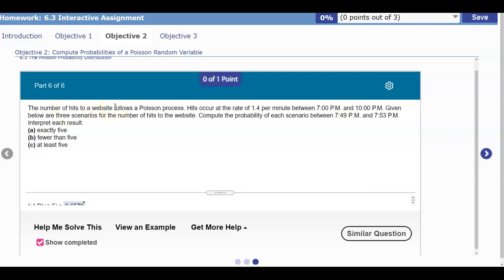We want to compute the probability of each scenario between 7:49 p.m. and 7:53 p.m., and we're going to interpret each result. So we want to find exactly 5, fewer than 5, and at least 5.